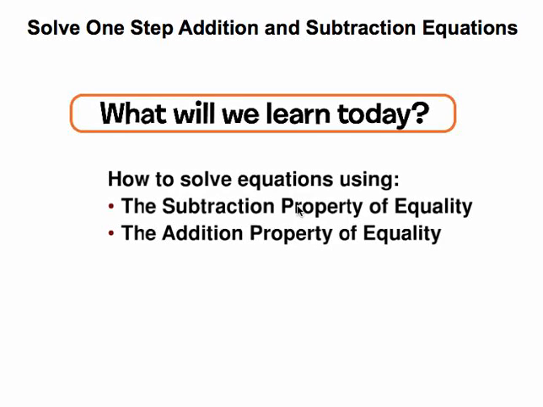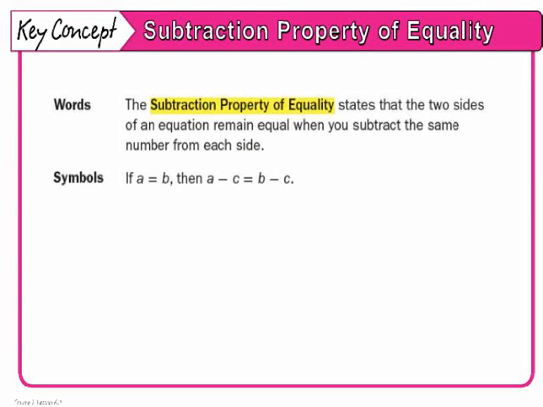So today we're going to learn how to solve simple one-step equations where the only operation that you are working to undo in order to isolate the variable are addition and subtraction. So again, we're going to learn how to solve equations, and we're going to be using two properties to do this. We're going to be using the subtraction property of equality and the addition property of equality. Okay, so let's start with these properties.